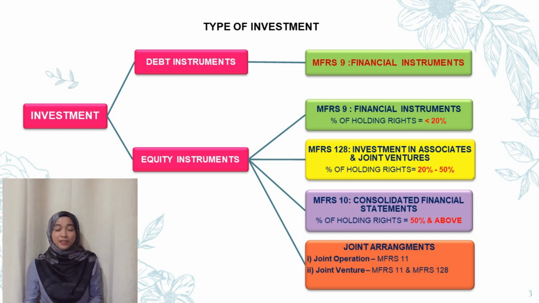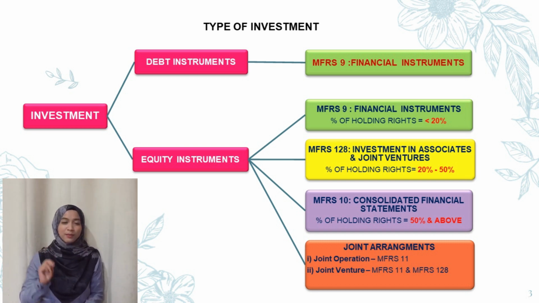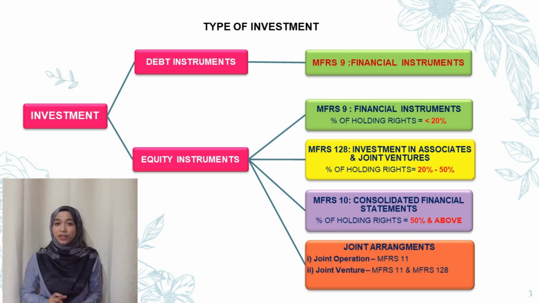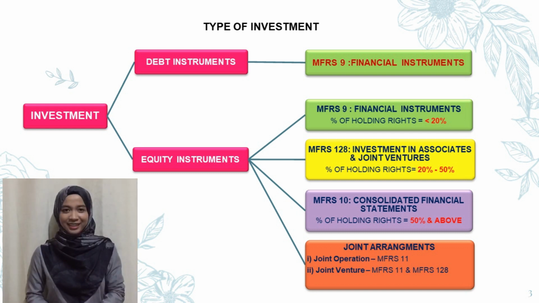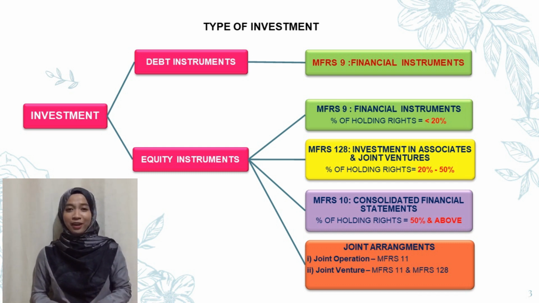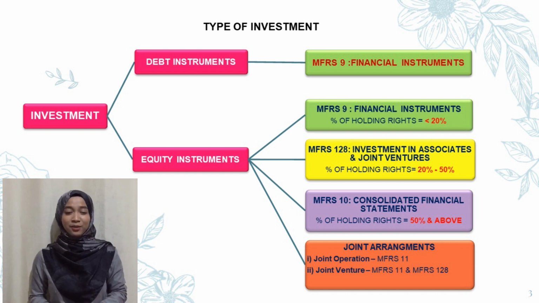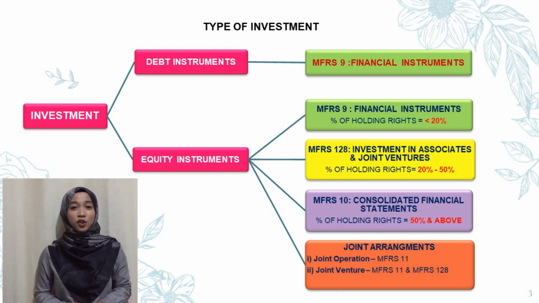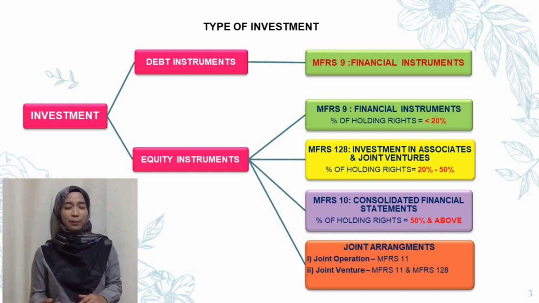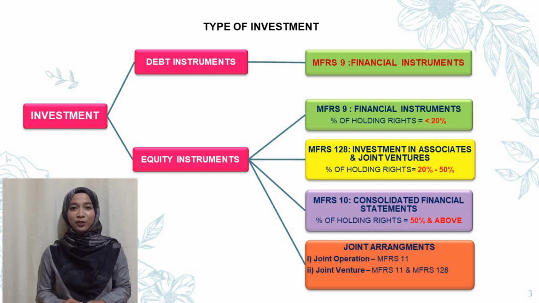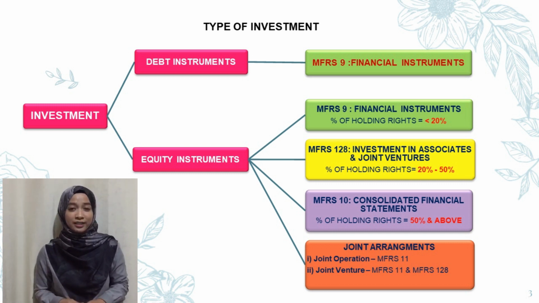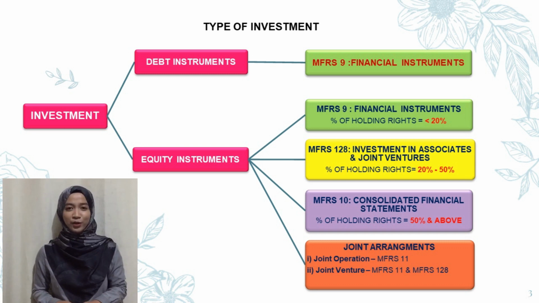Next, for investment where the holding right is between 20% and 50%, we will refer to MFRS 128, Investments in Associates and Joint Ventures. Third, for investment of more than 50% holding right, we should refer to MFRS 10, Consolidated Financial Statements, for its accounting treatment. And lastly is joint arrangement. There are 2 types of joint arrangement. The first one is joint operation, for which we need to refer to MFRS 11. And the second one is joint venture, and the MFRS that we should refer to is MFRS 11 and also MFRS 128.